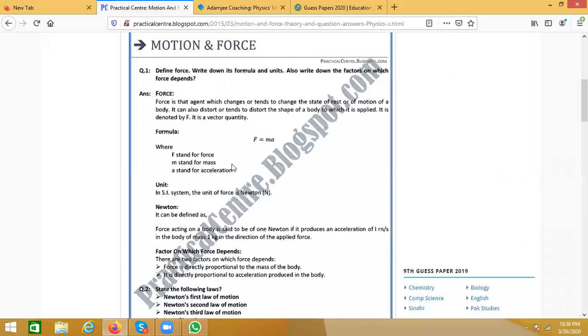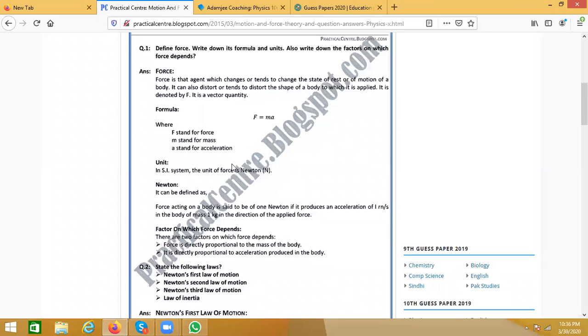So, if we go here from the concept of force, we know that the definition is that force is an agent which changes or tends to change the state of an object from rest to motion or from motion to rest, or can change the shape or size of an object if it is applied, right? So this is known as force. And in order to calculate force, we have the formula force is equal to mass times acceleration, and the SI unit of force is Newton.